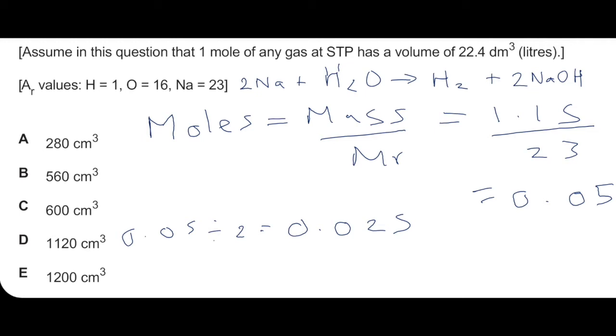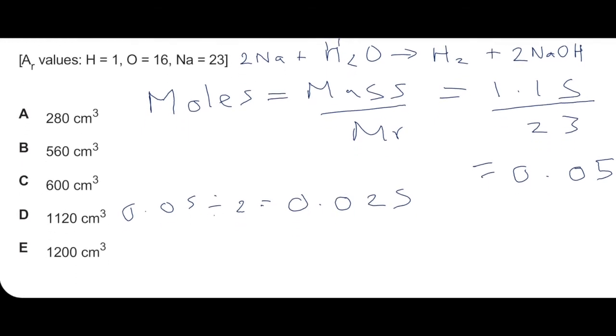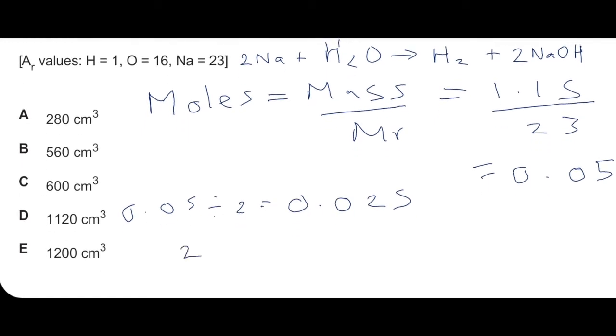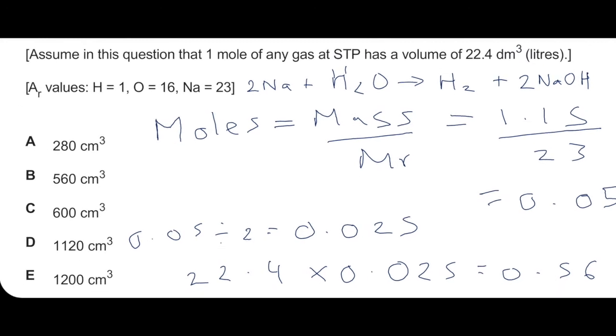And now we can multiply that number by the volume of 1 mole of any gas at STP, which is 22.4. So 22.4 times 0.025 is equal to 0.56, and that's in decimeters cubed.